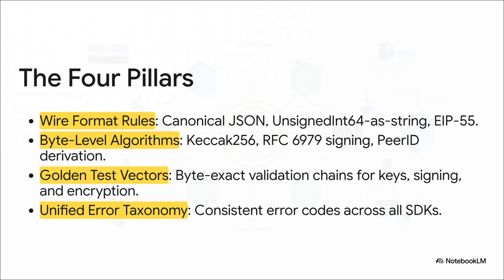It lays down super strict rules for the JSON wire format. It specifies the exact byte-level crypto algorithms, like RFC 6979 for deterministic signing. It provides what they call golden test vectors, basically a set of inputs and expected outputs that every single SDK has to match byte for byte. And it even unifies all the error codes so they're consistent everywhere.